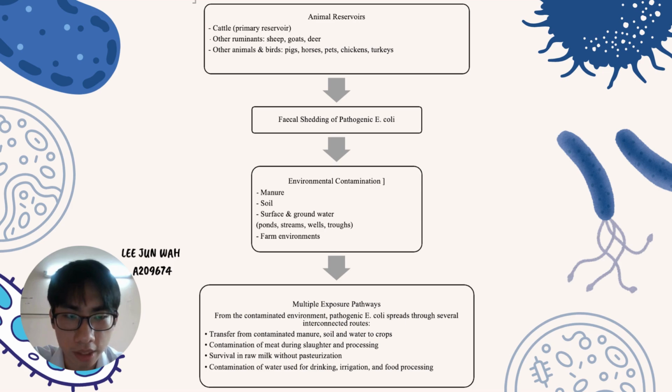Another important pathway is during the slaughter and processing of meat. The fecal contamination of raw meat can introduce E. coli, and in ground meat products, the grinding process can spread the bacteria throughout the product and increase the risk if the meat is undercooked.